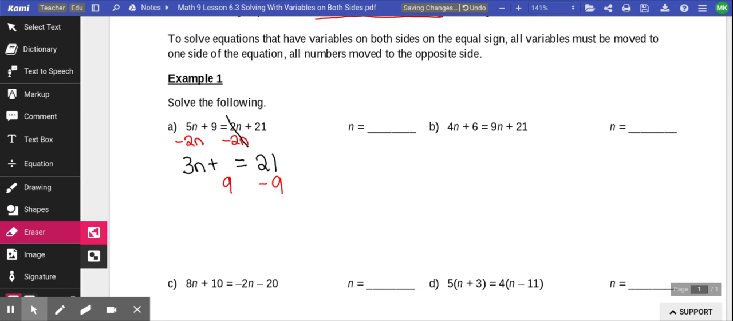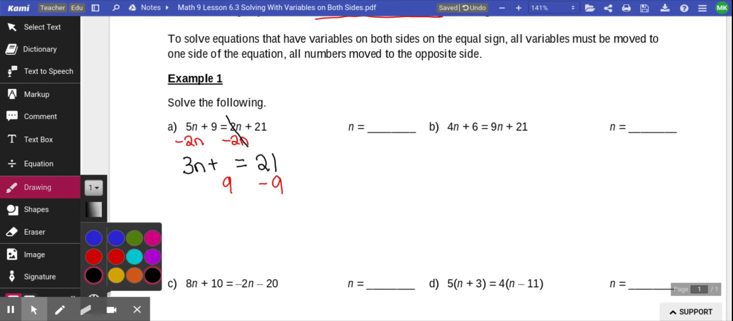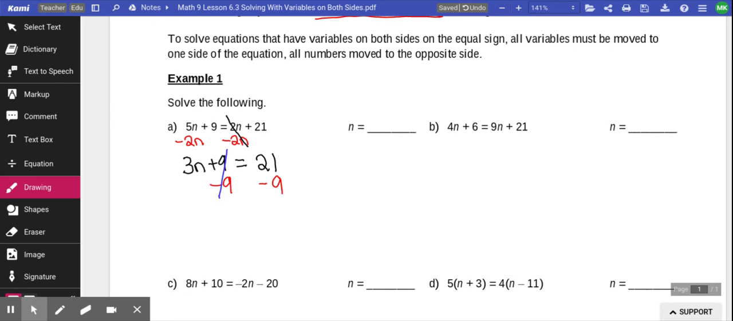So on the left-hand side, oh, I accidentally had my eraser out there. On the left-hand side, the 9's would cancel out, and I would be left with just the 3n equals. On the right-hand side, I have 21 minus 9. That equals 12. So remember, after we do something, we move something, we always reorganize our work. It keeps us kind of linear and organized, which is huge when it gets to higher level math.